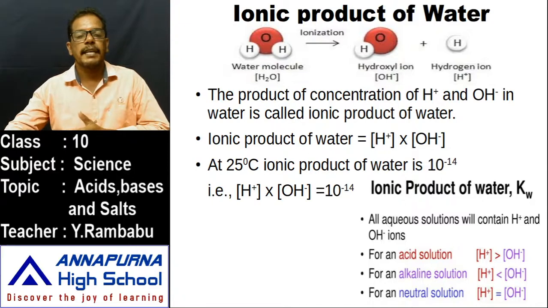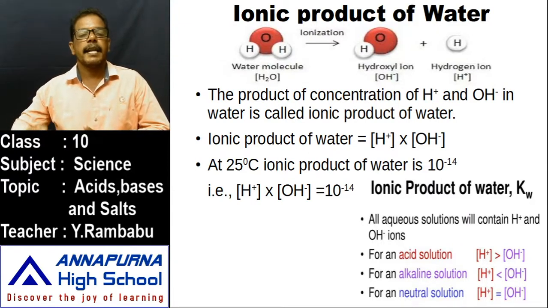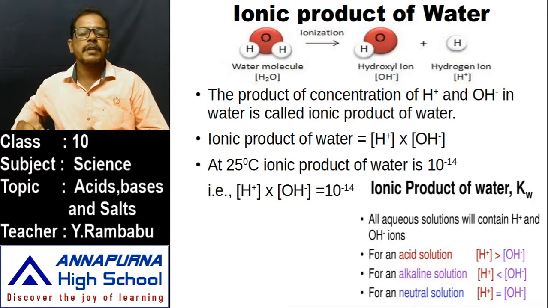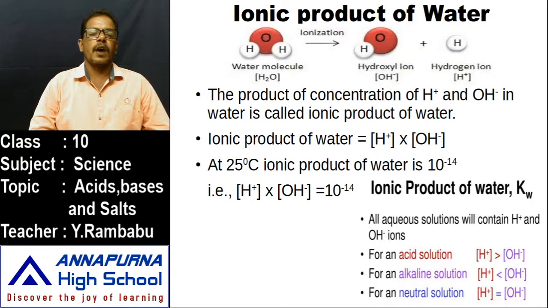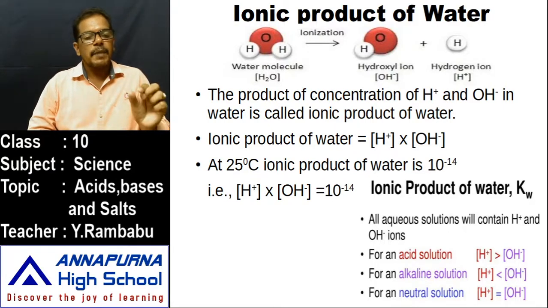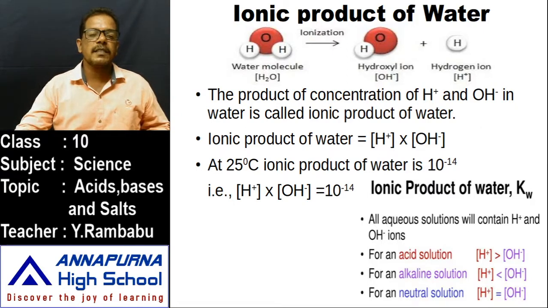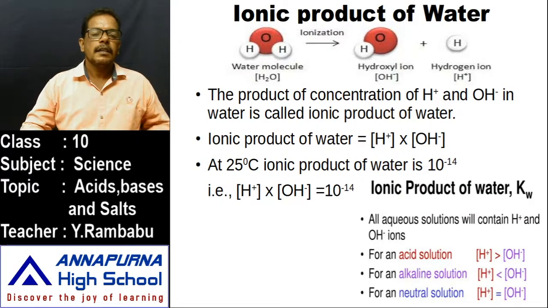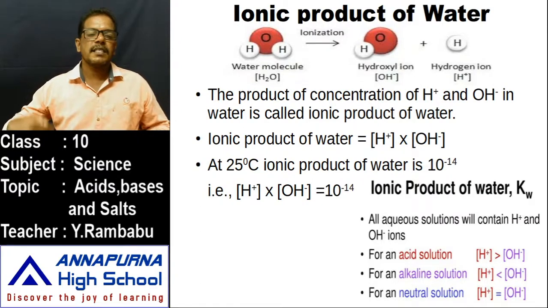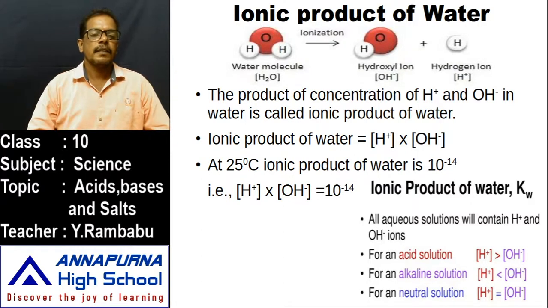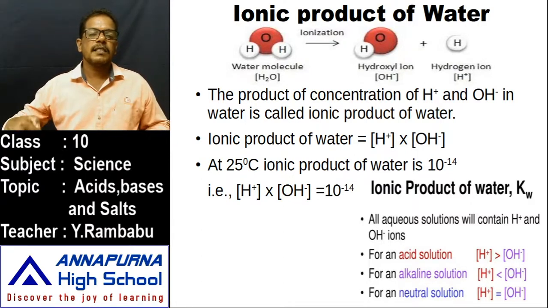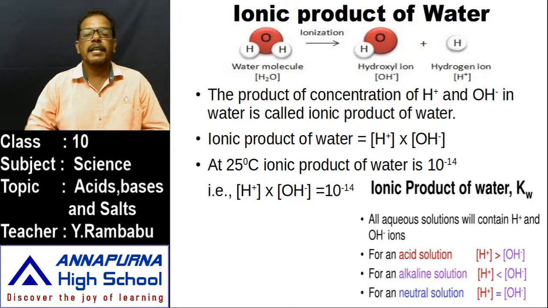It increases, 10 to the power of minus 13, 10 to the power of minus 12, 10 to the power of minus 11, and so on up to 10 to the power of minus 1. That means if H plus ions concentration increases, OH minus ions concentration decreases, or vice versa. If H plus ions concentration decreases, OH minus ions concentration increases, but the product, what we call the ionic product, is always constant, 10 to the power of minus 14.